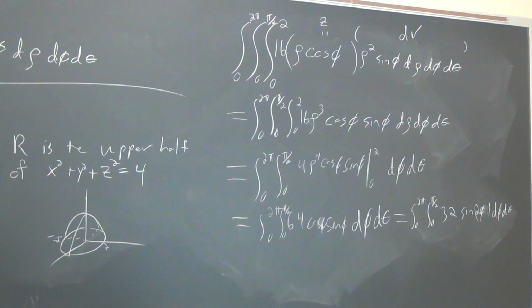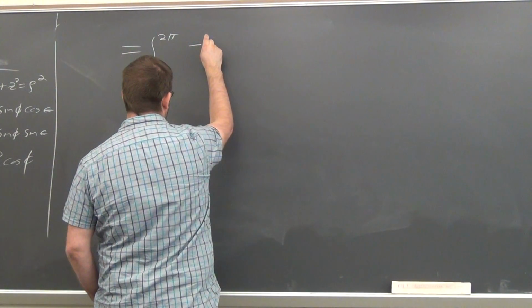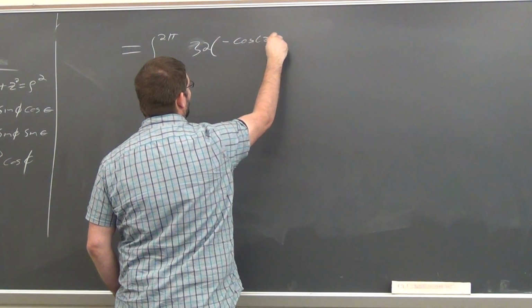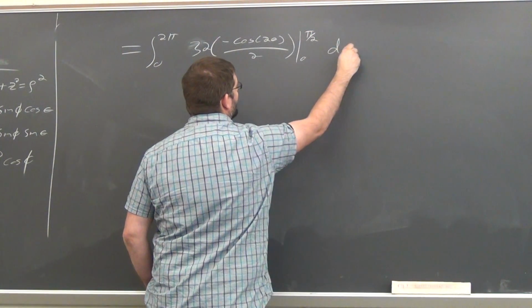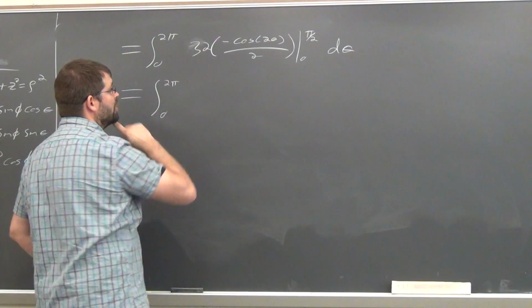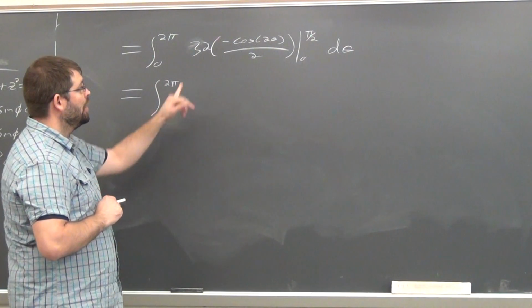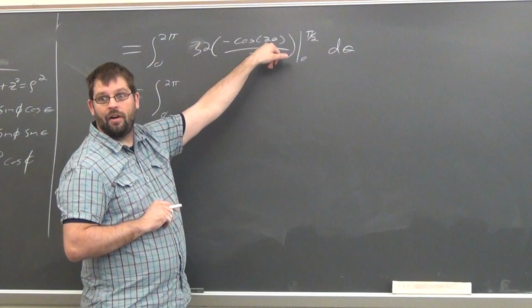So, what's that give us? Then 0 to 2 pi, integrate. Negative 16 cosine 2. So let me just do it this way. 32 and then negative cosine of 2 phi over 2, right? And then 0 and pi over 2. And then d theta. So that'll give us, well, you said it, right? It'll give you 16. And then you plug in pi over 2, so you get cosine of pi, right? 32?